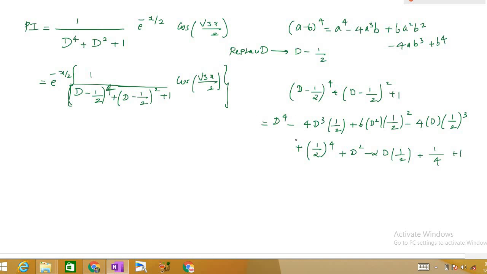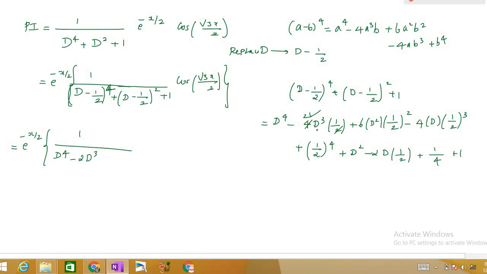So first, we will collect only the D power 4 terms. We have only one D power 4 term, so e power minus x by 2 is outside. Now if I collect the cube term, there is only one cube term. So I can cancel this 2, and we will have minus 2D cube.